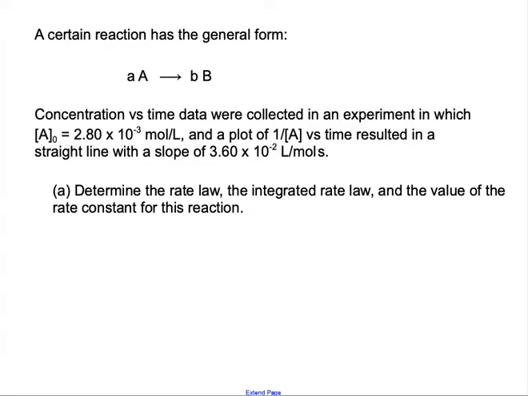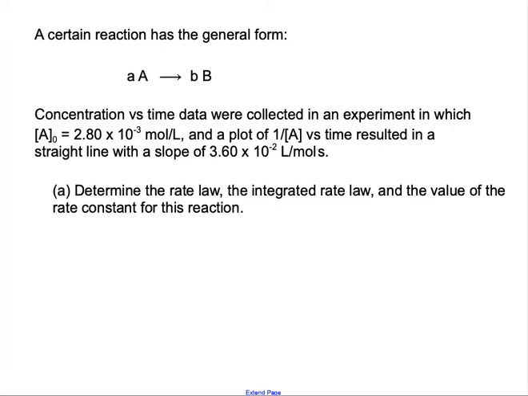So a certain reaction has this form. A graph of reciprocal concentration versus time resulted in a straight line with a slope that's given there. Determine the rate law, the integrated rate law, and the value of the rate constant for this reaction. Okay, so all you need to be told is that a graph of reciprocal concentration versus time is a straight line for you to deduce that it is second order with respect to A.